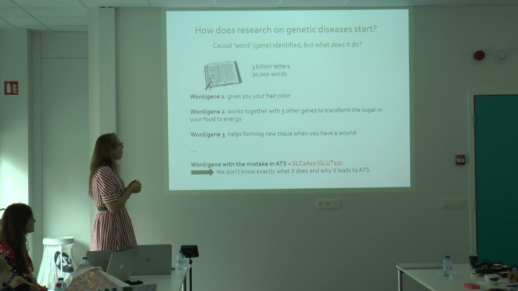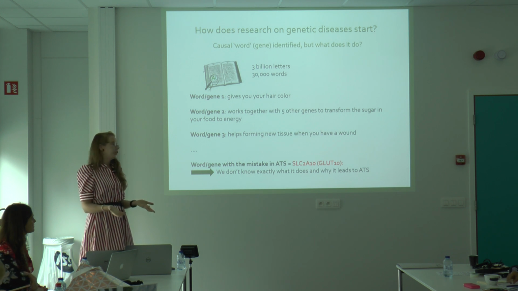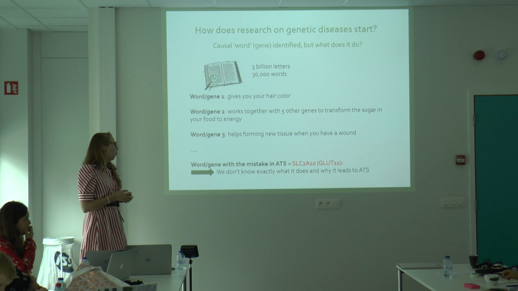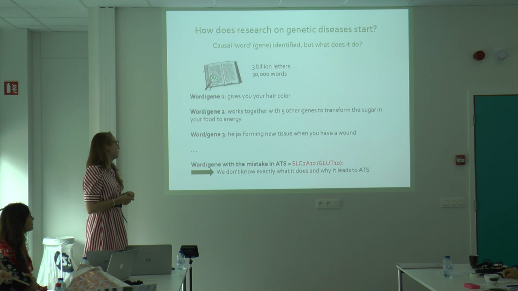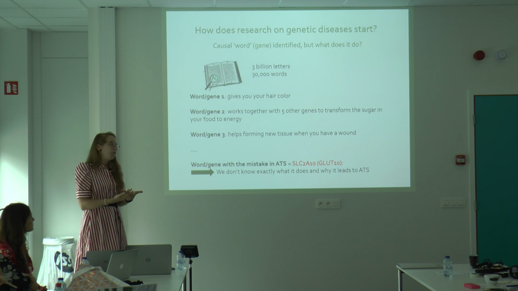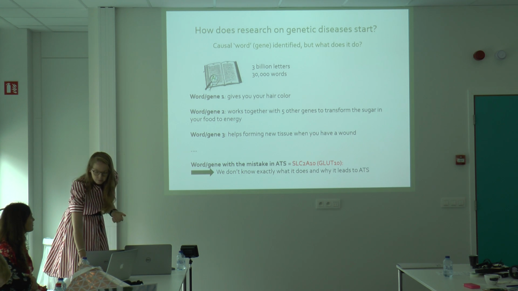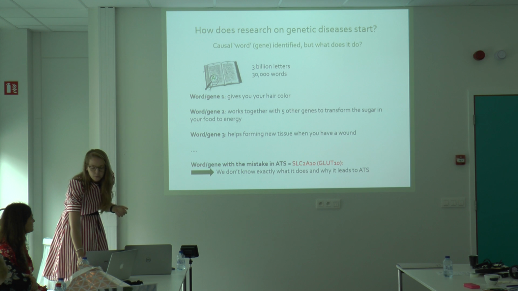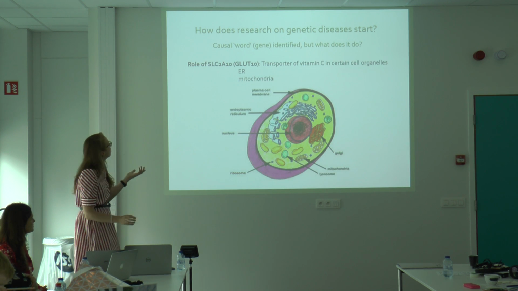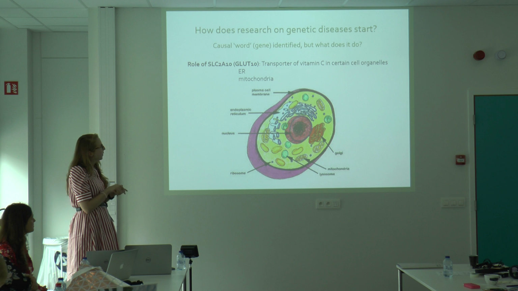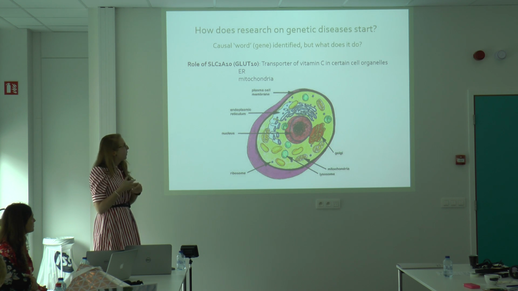But then there's a problem. For a lot of words in the book, we know what the function is. But we did not know at all what the function was of SLC2A10 when we found out that was the causal gene, the gene with the mutation. And that's actually the start of genetic research. We have to find out what the gene exactly does before we can come up with a treatment or things like that. Of course, the gene was discovered about 10 years ago. Now we're 10 years further and we know, luckily, already a lot more. What we know now is that the role of SLC2A10 is most likely that it's a transporter of vitamin C in certain cell organelles.